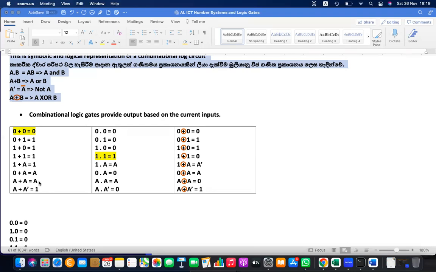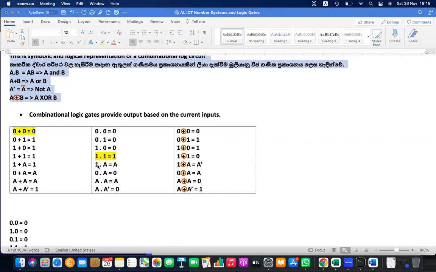Then A OR not A: definitely it's 1. Why? Either A is 1 or not A is 1. If A is 1, not A is 0, doesn't matter, it's 1. If A is 0, not A is 1, therefore this is 1. So anyway, it's 1.